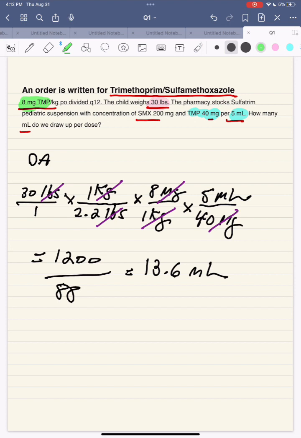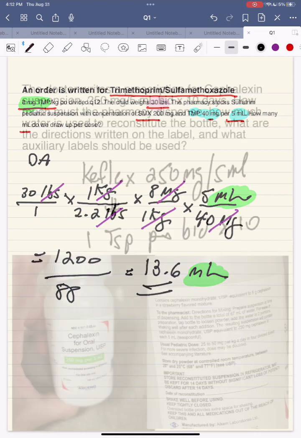Again, shake well. Remember that we dose based on the trimethoprim component, not the sulfamethoxazole component. If a patient has a sulfa allergy, this is not the drug for them. Okay, let's go to the next question.